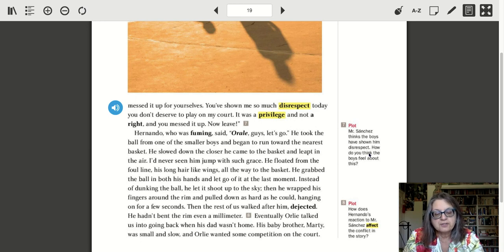So how does Hernando's reaction to Mr. Sanchez affect the conflict in the story?